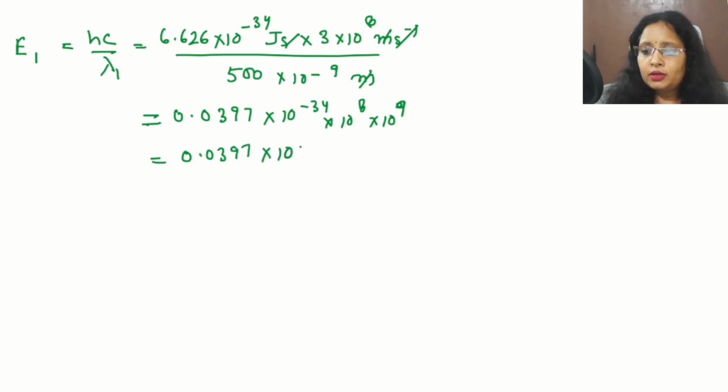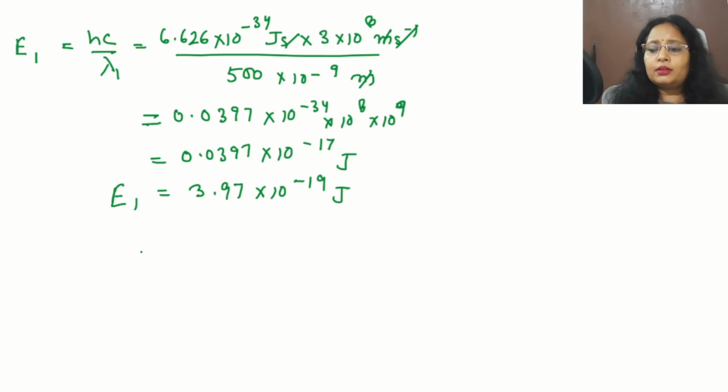0.0397 into 10 to the power minus 34 plus 17, it will become minus 17 joules, and we can shift the decimal to get a more appropriate value. It will be 3.97 into 10 to the power, so again we shifted 2 steps right, which means minus 2 is added. Minus 17 minus 2 becomes minus 19 joules. This is our E1, the energy of the photon with the given first wavelength.